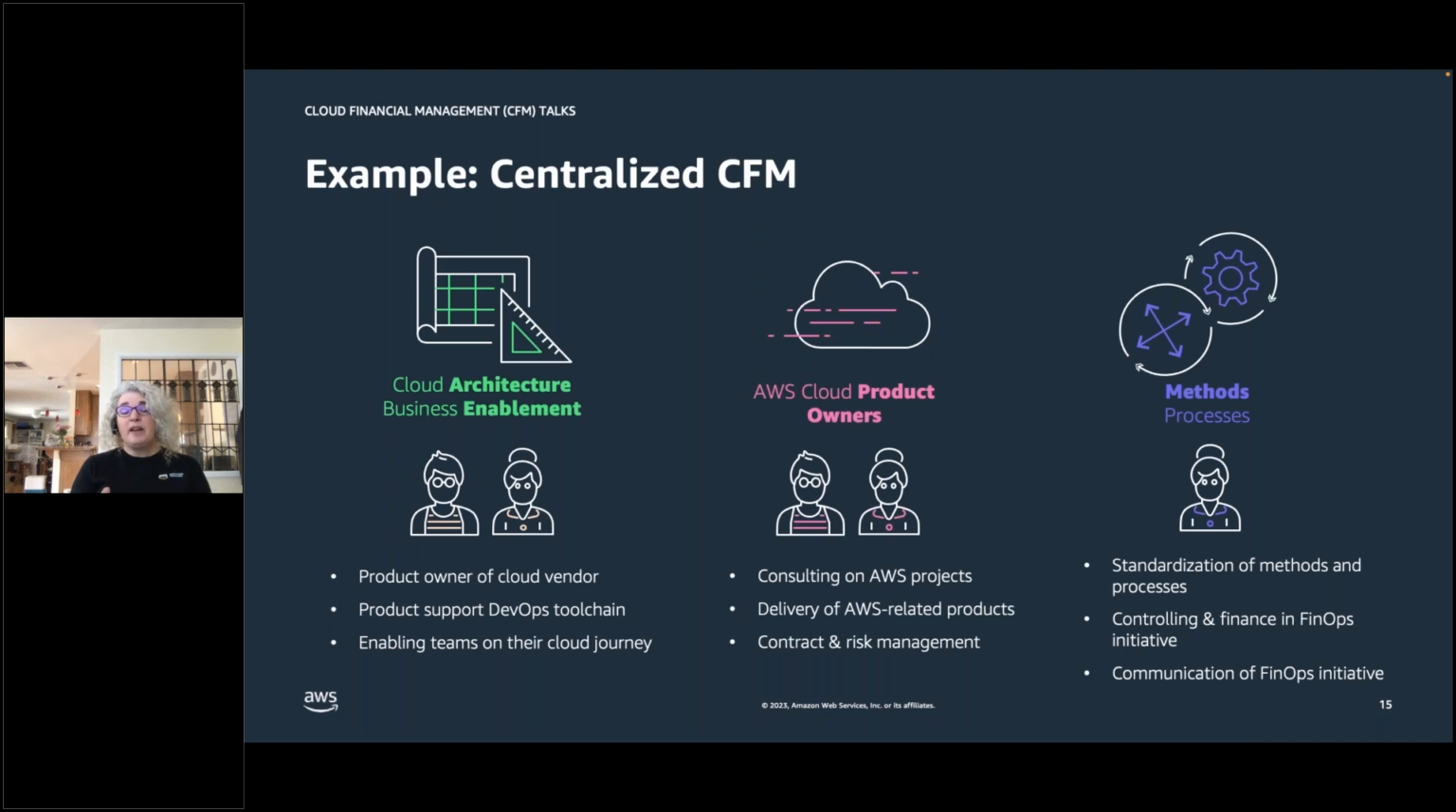Then there is, and this might all be one person, it could be multiple people, depending on the size of your organization, consulting on those projects and giving updates on what's happening with AWS products, maybe working with the AWS account team to bring that in, and they're also looking at contract and risk management. But the other thing that they're driving is standardization of methods and processes. So understanding what's working in different parts of the business and bringing that knowledge back to other teams. They would also be collaborating with finance on any other initiatives and communicating this back out. Savannah will talk more about a lot of these things as well.